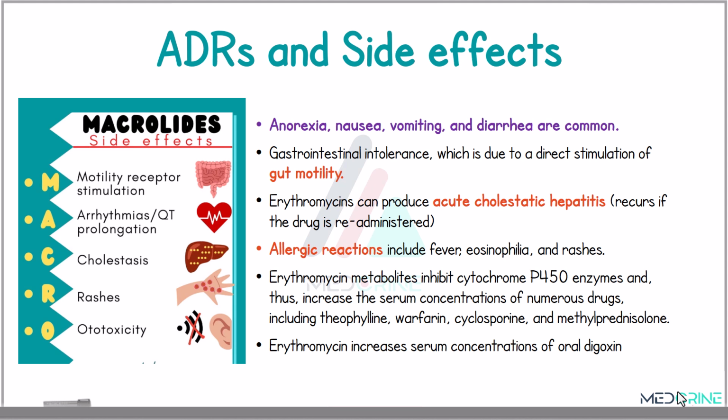Some of the common side effects and adverse drug reactions that are experienced with macrolides can be remembered with the mnemonic MACRO. M stands for motility receptor stimulation. They produce GI-related effects, for example, anorexia, nausea, vomiting, and diarrhea. Remember, macrolides are direct stimulants of gut motility. The A means arrhythmias or QT prolongation.